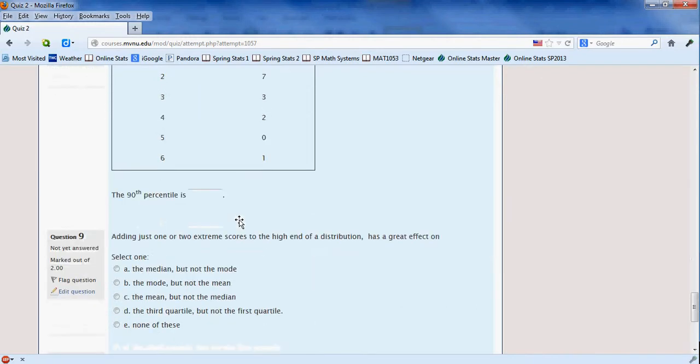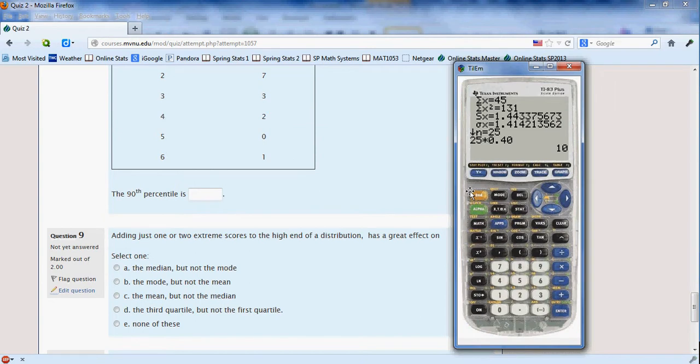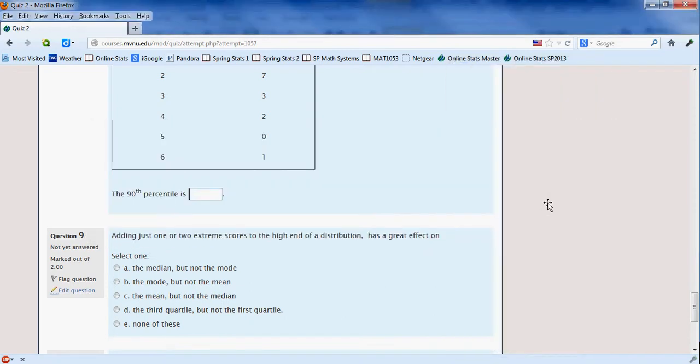At any rate, let's go and do the 90th percentile. To compute that, we need to know what position to look for. That's going to be 25 times 90%, so 0.9, which is 22.5, and whenever you get a decimal, you're going to round up. So we want the 23rd number on the list.